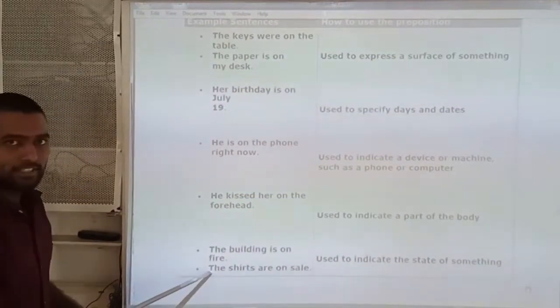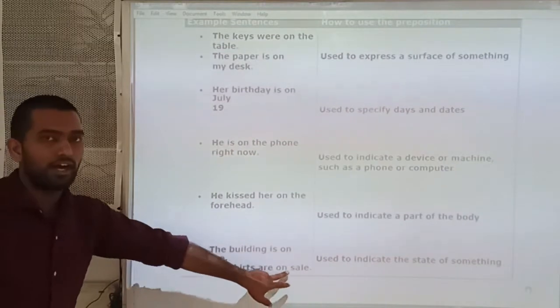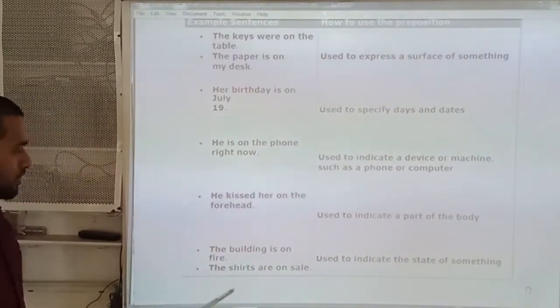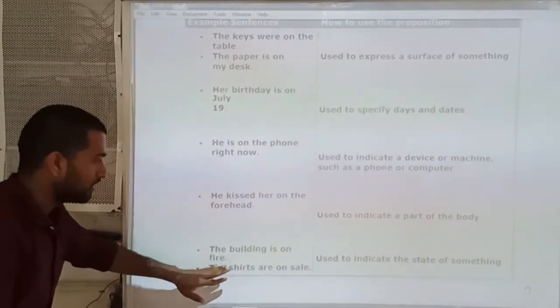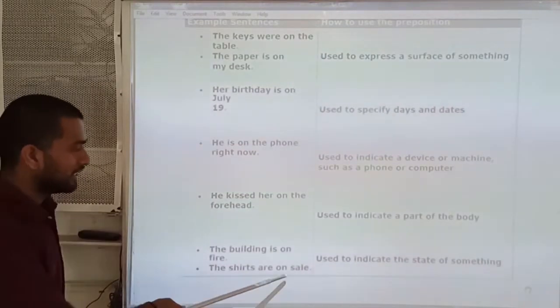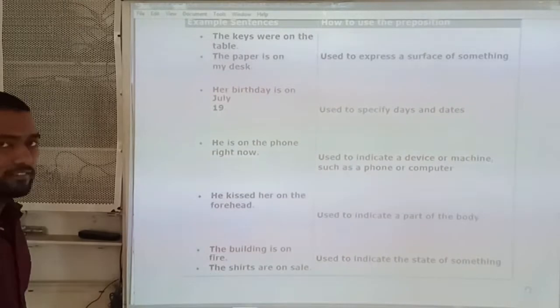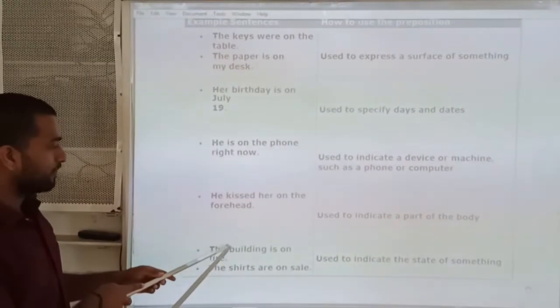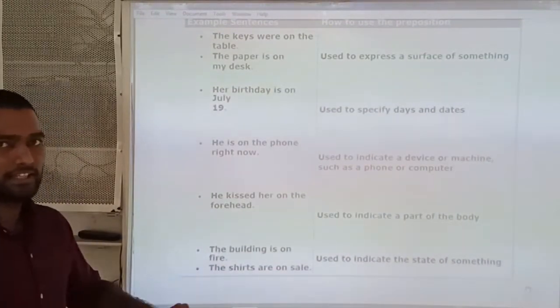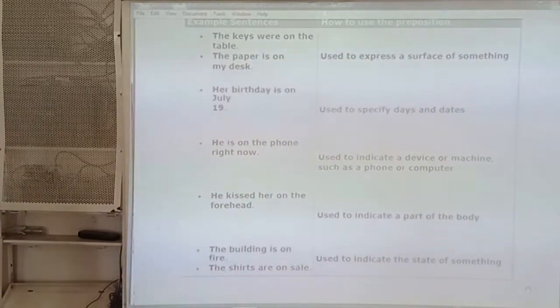So, look at the second example. The shirts are on sale. So, the shirts are the noun phrase, and their particular state is that they are on sale. So for this type of sentences, in this type of situations, we use the preposition on.